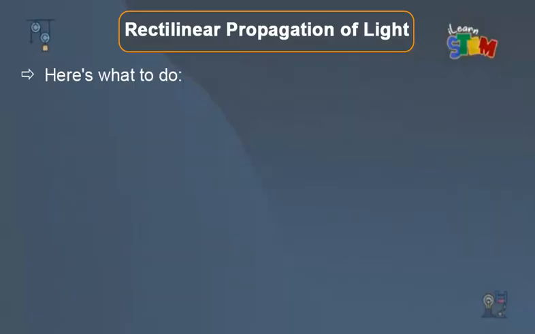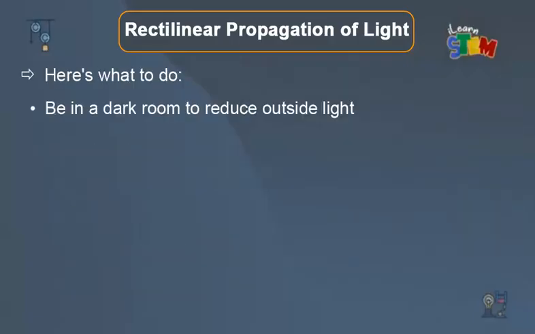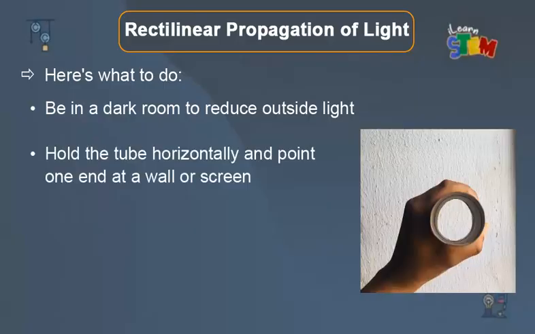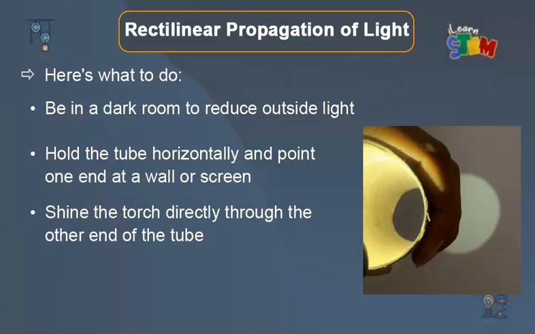Here's what to do. Be in a dark room to reduce outside light. Hold the tube horizontally and point one end at a wall or screen. Shine the torch directly through the other end of the tube. Observe the spot of light on the wall.